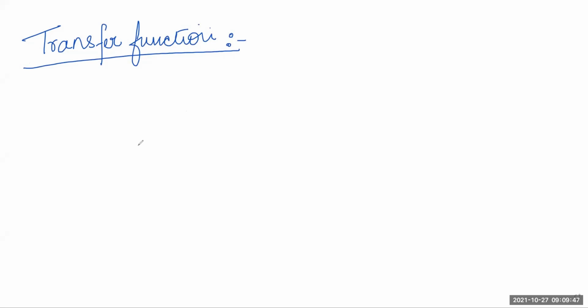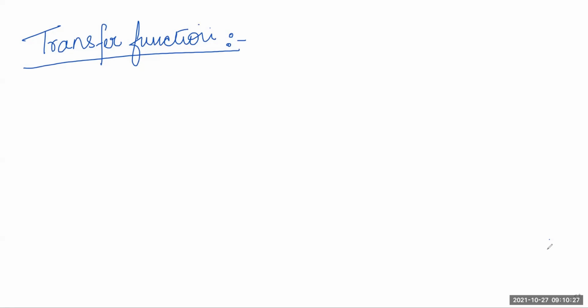Transfer function plays a very important role in control system. Two things are very important in control system: one is transfer function and second is the mathematical modeling. Both are vice versa. Sometimes we know the model and we have to derive the transfer function of that model. And second, we know the transfer function, and with the help of it we have to draw the mathematical model. So both things can be done.